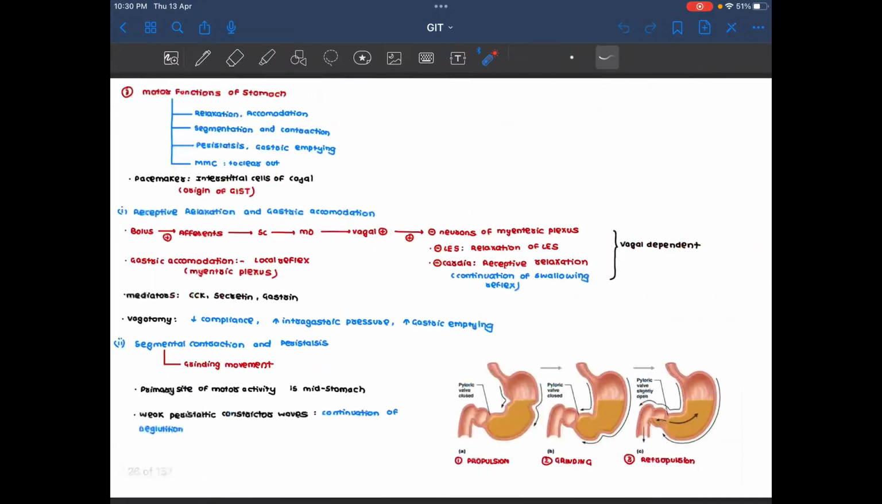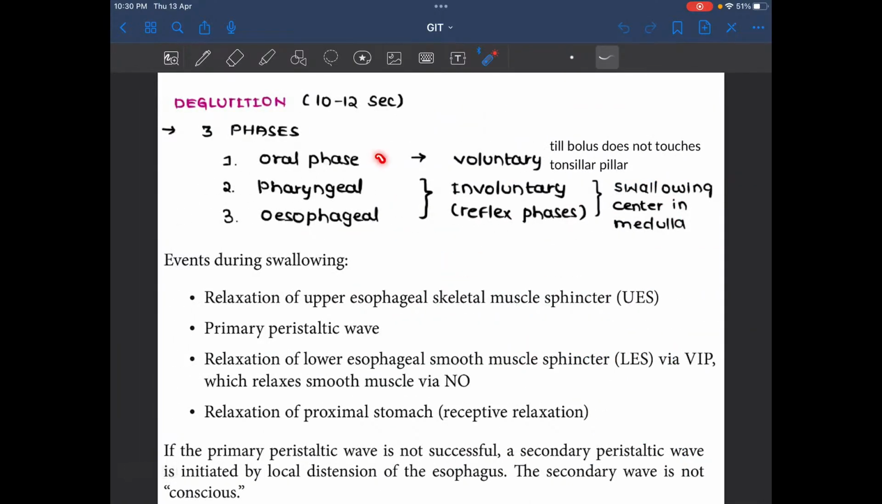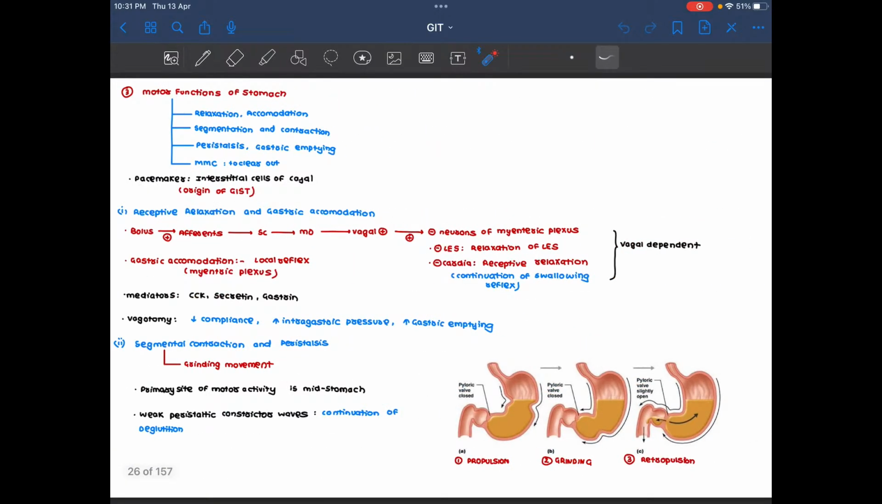Okay, so we discussed deglutition as well. We discussed we have the oral phase and we have this phase. This was voluntary till the bolus touches the tonsillar pillar. Okay, after that it's going to be an involuntary phase. Okay, so now as we have discussed it, we move on to the stomach. What motor activity of the stomach do we have to study? In these sections, there is something known as relaxation and accommodation first of all. Then the stomach has something known as segmentation and contraction. It also has peristalsis and gastric emptying, and ultimately we are going to study migratory motor complexes.